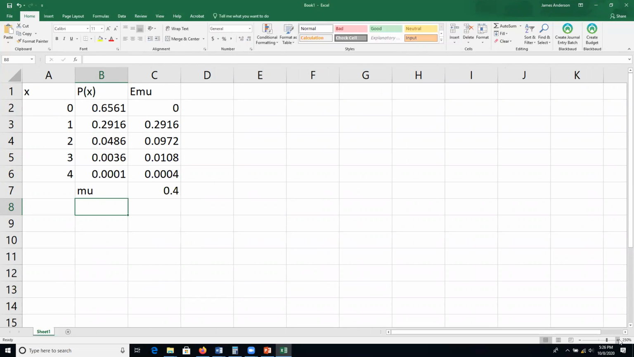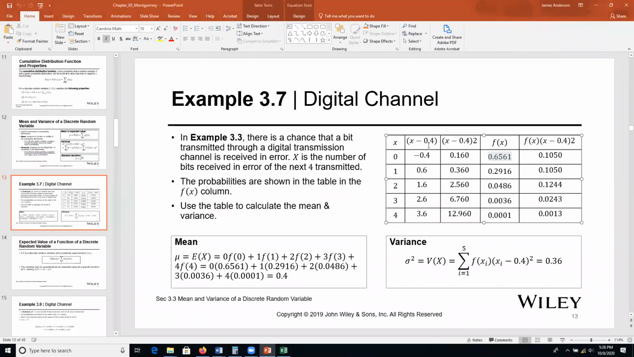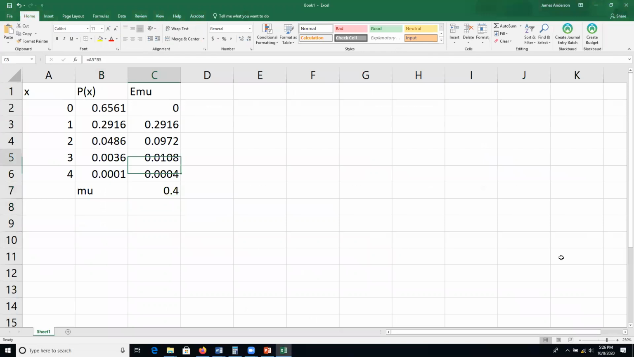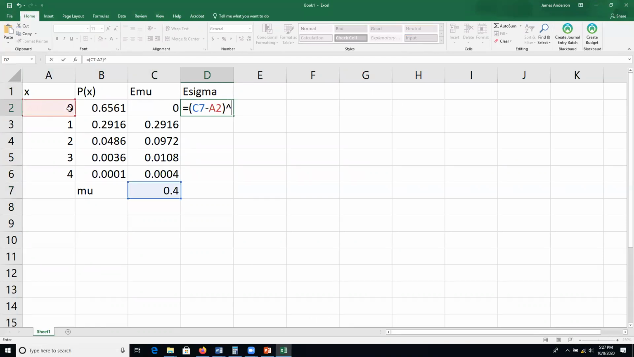What they want to do from here is take your X value minus my mu, and then square it, then add them all together. They're not very good at this. Because this is terrible. So expected sigma. Right at this point, I'm going to calculate my sigma. So I have my expected mean minus my X value squared.